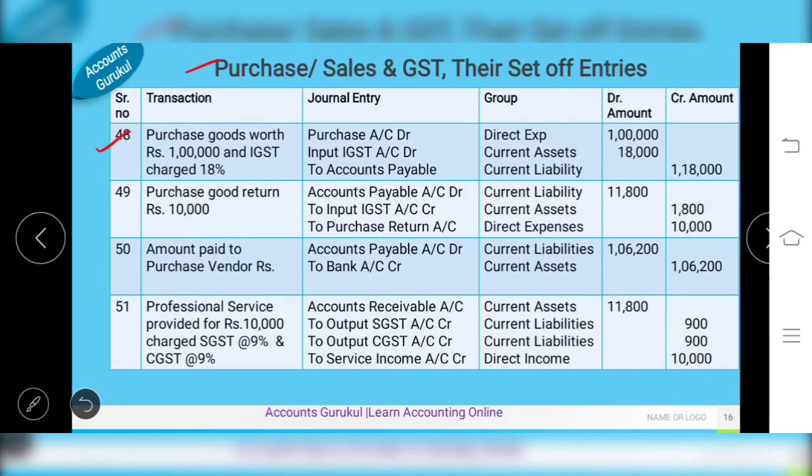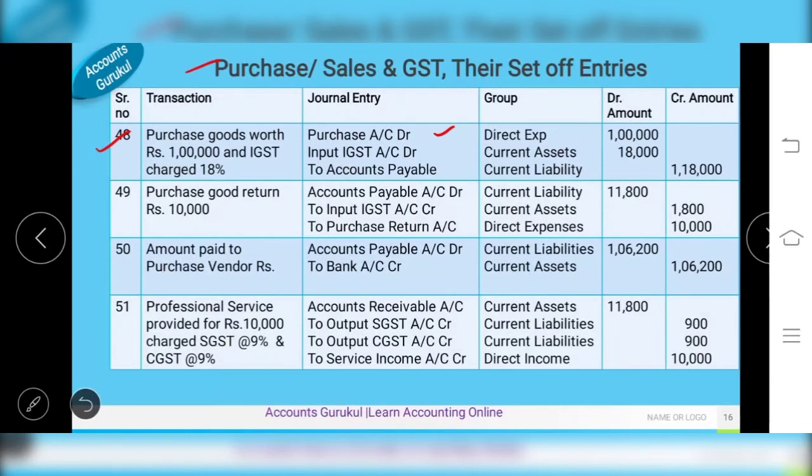The first entry for that is purchase goods worth rupees 1 lakh and IGST charged on that is 18%. So we have purchased goods and IGST is also charged at 18% on that. So what entry we have to pass in the system? The purchase account debit, it's a direct expense. Input IGST account debit, because that's the input credit for us, is 18,000, and we have to create a liability on that vendor's name, that's the accounts payable account credit, to 1,18,000.